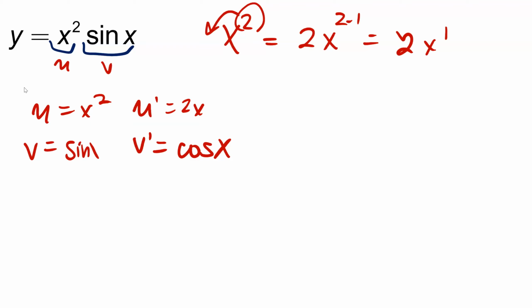Because it's sine of x. Derivative of sine of x is cosine of x. And cosine of x is negative sine. No, because cosine and sine and tangent have an extra strong hug because they're really needy.